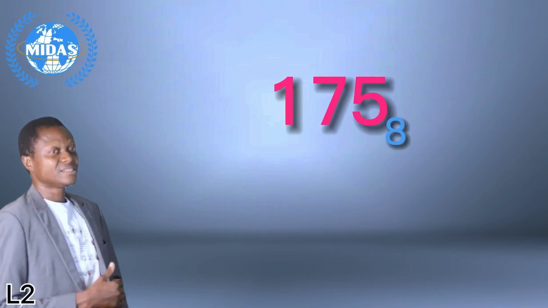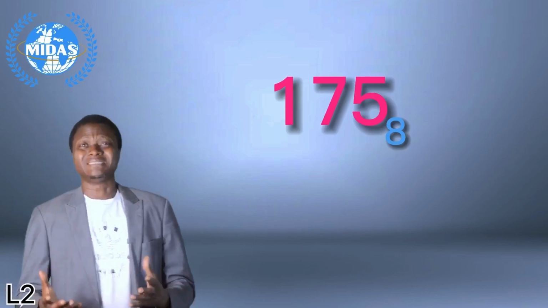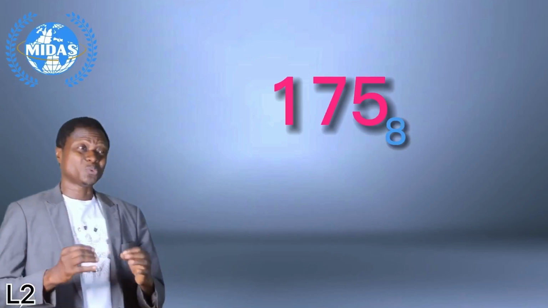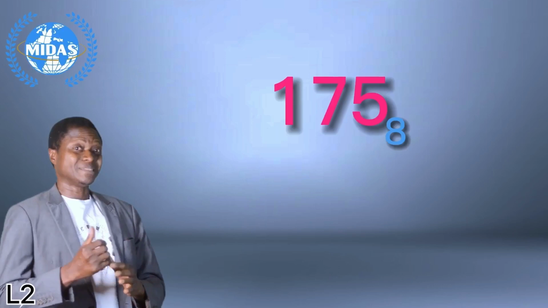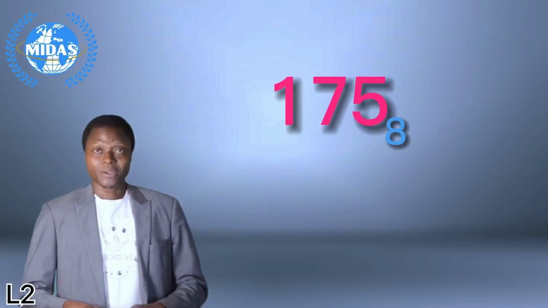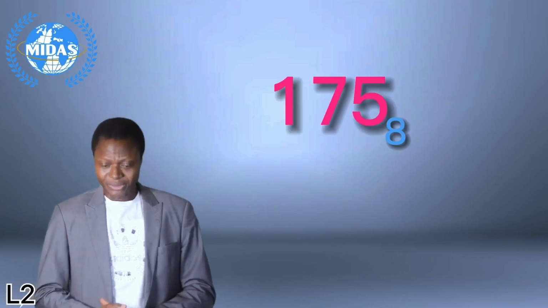For example, let's say you have 175 base 8 and you are to convert it to base 10. Now remember that in the other class we said if you're converting to any other base apart from 10, you have to use the long division method, but to convert to base 10 requires a different kind of calculation.